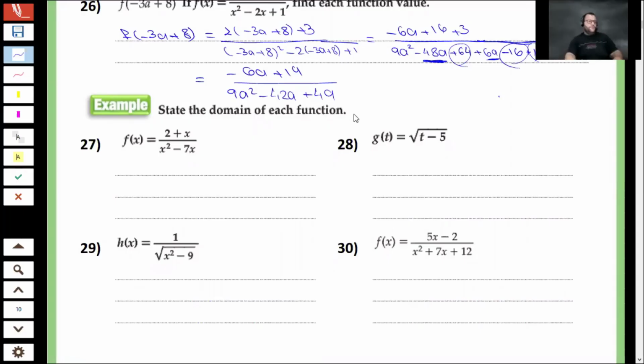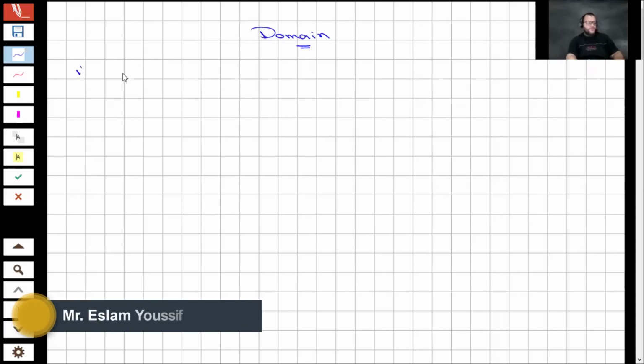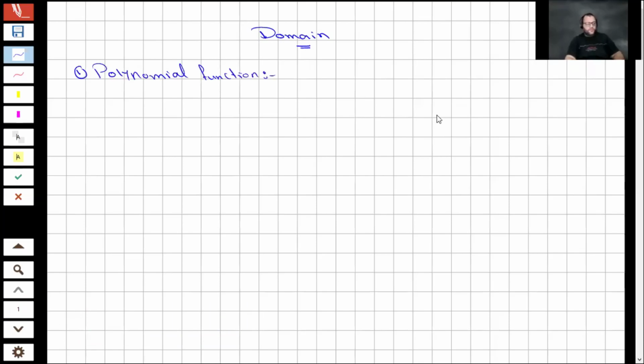Okay. How can we find the domain? To find the domain, you need to identify the function. So number one, we need to find what is the type of the function. The first one is a polynomial function. You know what is the meaning of polynomial function? A function with more than one term. So is x a polynomial function or not? No. X plus 2. Polynomial. Really? Not binomial. Binomial means two terms. What is the meaning of polynomial?